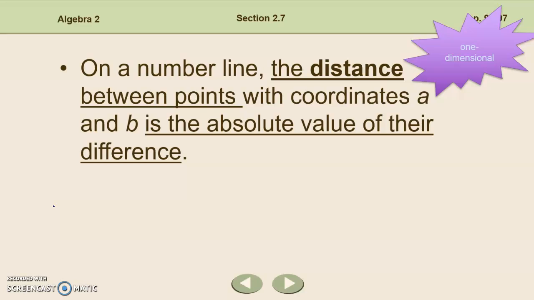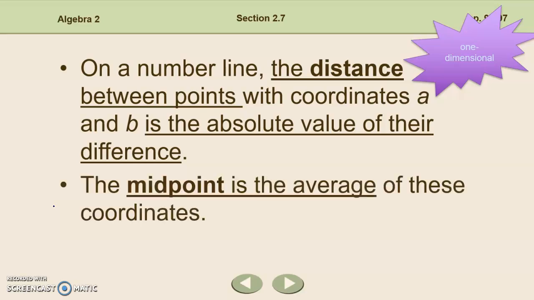On a number line, the distance between points with coordinates A and B is the absolute value of their differences. So exit 317 minus exit 310, that's a difference of 7. The absolute value is 7. The distance is 7. A midpoint is the average of these coordinates. So again, if we're getting on the interstate at exit 0 and we have to drive 500 miles, then that midpoint, or the average of those two, 500 plus 0 divided by 2, is 250. That's our midpoint. So that's how we do that on a number line.